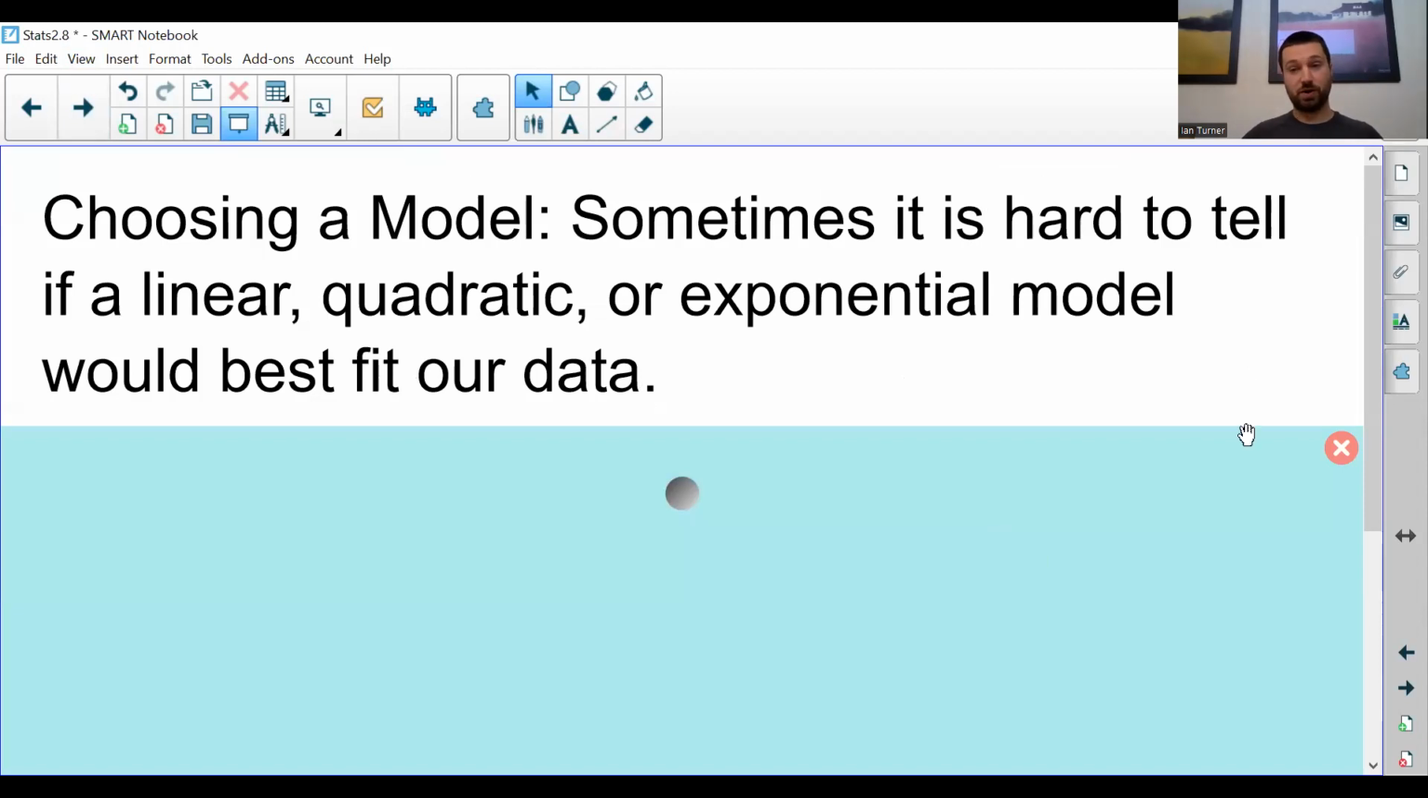So here's the most important part. Now we have 3 regression models, right? We got linear, exponential, quadratic. And sometimes it's hard to tell which one would best fit our data, right? We've looked at very clear examples today. We looked at a physics problem with a car trying to stop under braking. We looked at Moore's Law. Those were really clear.